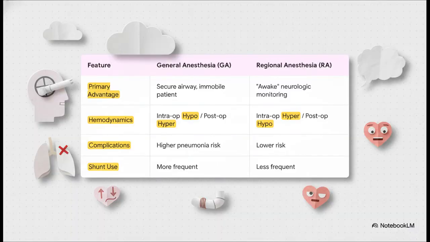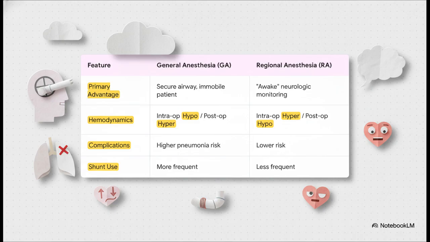Okay, this table pulls together data from a bunch of studies, including the very large GALA trial. Now, the GALA trial famously showed no major difference in the big primary outcomes like 30-day mortality, stroke, or MI. So bottom line, you can do this safely either way. But when you look closer, you see these nuanced differences that should really guide your choice. With GA, you get that secure airway and a totally still patient, but you give up your best neurologic monitor. With regional, you keep that monitor online, but you have to manage patient anxiety and always be ready to convert to general if you have to.